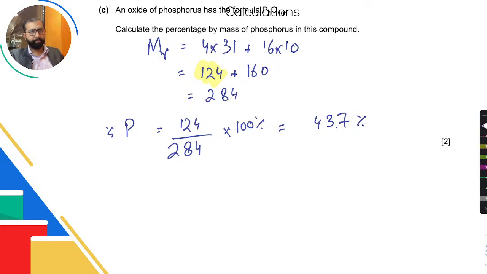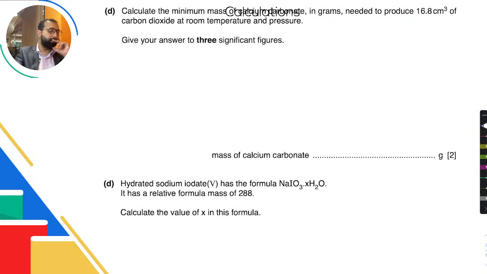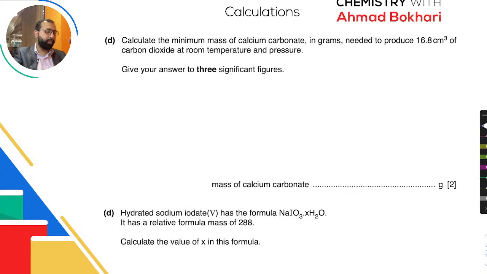And that's my answer. All right, moving on. Calculate the minimum mass of calcium carbonate in grams, so they've told you the unit, needed to produce 16.8 cm cube of carbon dioxide at room temperature and pressure. Okay, so again, write the equation first. Calcium carbonate breaks down, you know, the decomposition. So calcium carbonate breaks down to produce calcium oxide and carbon dioxide.